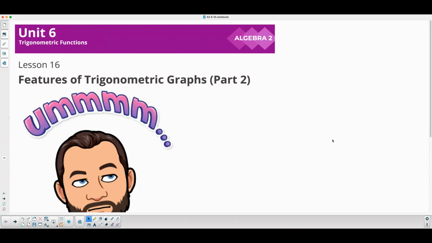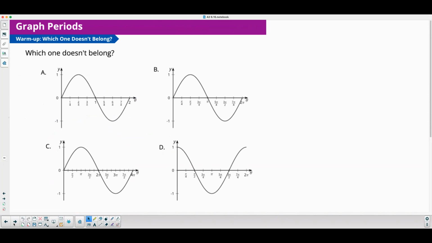Algebra 2, Unit 6, Lesson 16 is called Features of Trigonometric Graphs, Part 2. Okay, the first one says, which one does not belong? You can come up with a reason for all of them.